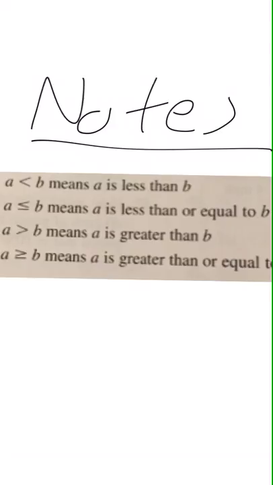If you have the symbol open to the left with no line underneath it, that's the less than symbol. If that same thing has a line underneath it, that means less than or equal to. And if it's facing the other way, with the open part facing towards the left, that would be greater than if it has no line underneath. And if it does, that means it's greater than or equal to.